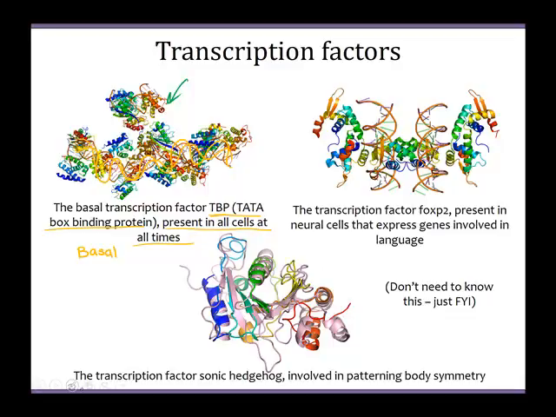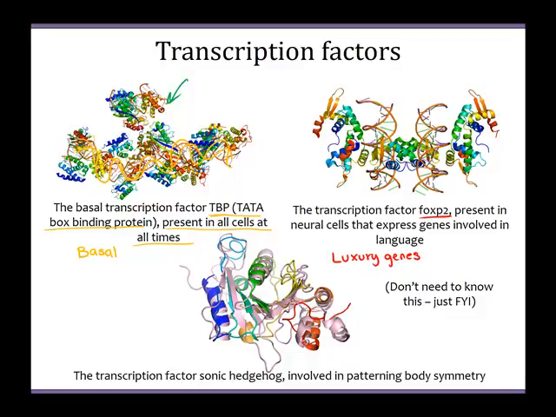Here, the next one is a specific transcription factor. You need specific transcription factors only for certain genes at certain times. So these specific transcription factors we really use to regulate our luxury genes. Remember those guys? Our luxury genes? The genes that we only need sometimes? So here's one example of a specific transcription factor, FOXP2.